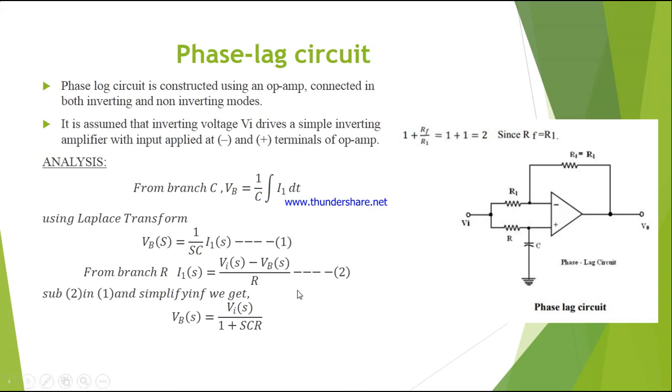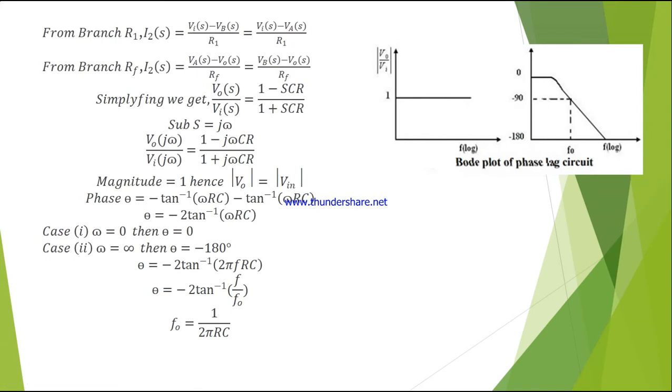Substituting equation 2 in 1 and simplifying, we get VB of S equal to Vi of S divided by 1 plus SCR. Also, from branch R1, I2 of S can be given by this equation, and from branch RF, I2 of S can also be given by this equation. Here VA and VB are virtually grounded, therefore VA equal to VB. After simplifying, we get V naught of S by Vi of S equal to 1 minus SCR divided by 1 plus SCR.